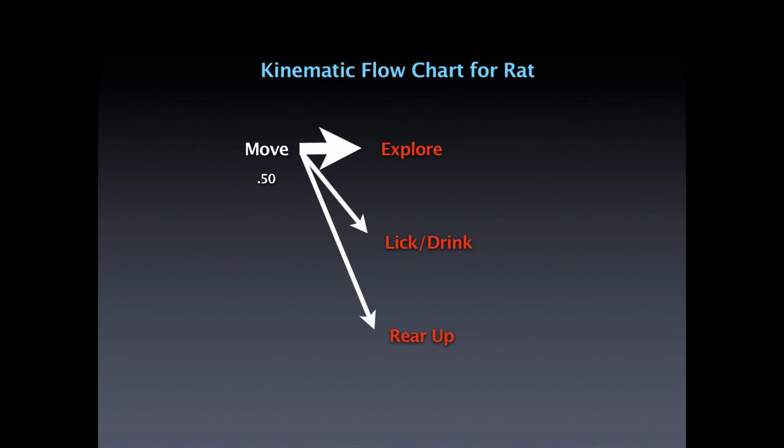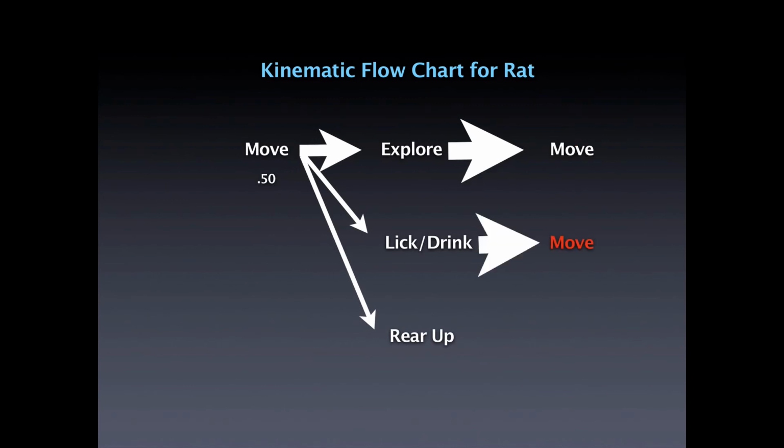Likewise, explore always turns into move, lick, drink always turns into move, and rear up always turns into move. And note that our arrows indicate not only path or sequential direction, but also the conditional probabilities by virtue of the width of the arrows. Thus we have a kinematic flowchart that visually shows us a graph of all of the sequential probability paths. So that's the kinematic flowchart. Thank you for watching.